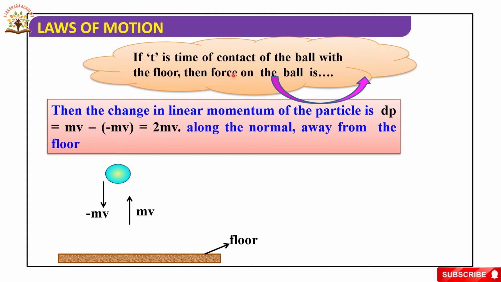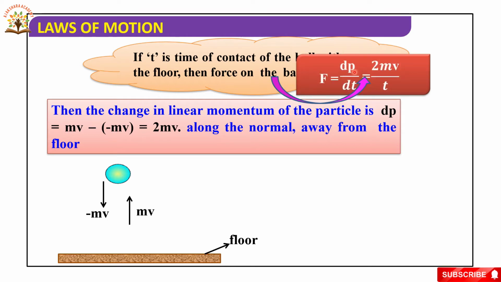If t is the time of contact of the ball with the floor, then the force acting on the ball is F equals dp by dt, that is equals 2mv by t.